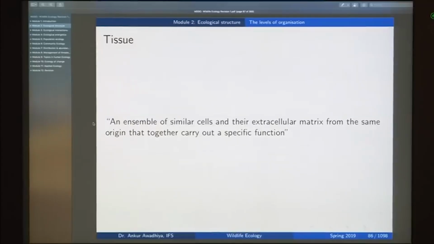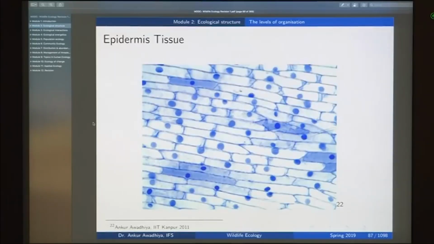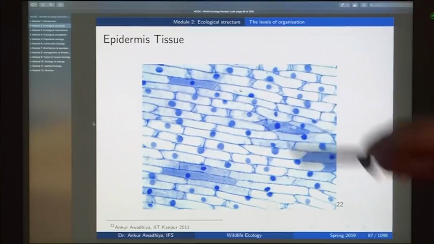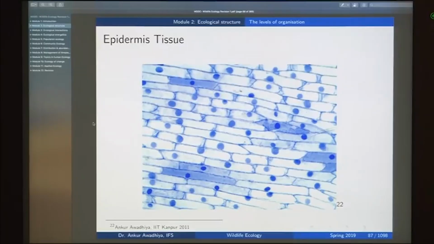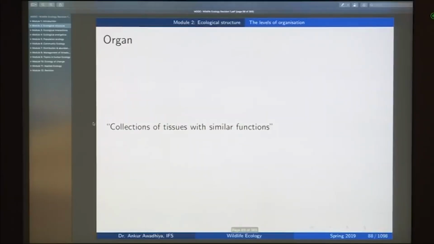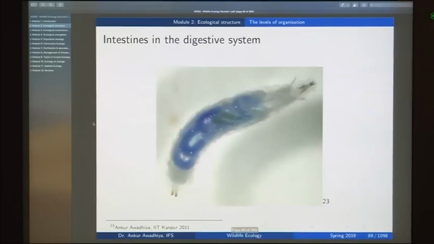Then tissue is an ensemble of similar cells and their extracellular matrix from the same origin that together carry out a specific function. So, in this case we are looking at the epidermis tissue that is made up of different cells, and all of these cells have a similar structure, a similar origin, a similar function, plus along with the cells you also have the extracellular matrix, and the cells along with the extracellular matrix make up the tissue. Now, different tissues together make up an organ. So, it is a collection of tissues with similar functions such as the intestine. So, it has different tissues.